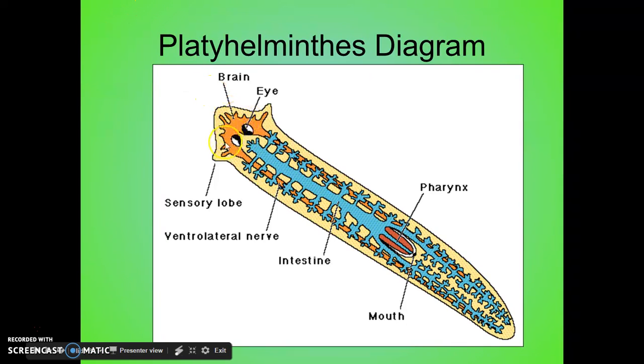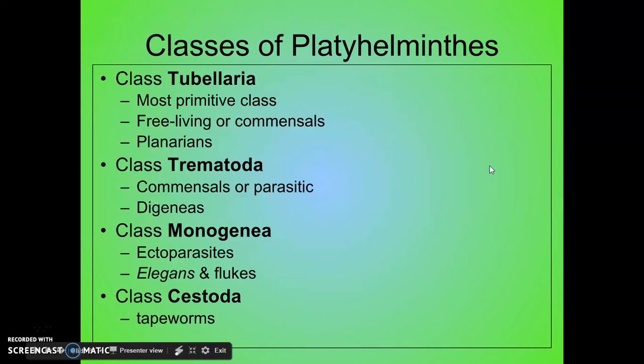And this right here would be the eye spot to detect shadows and light. You notice the mouth is down here towards the bottom of the body. They have several different classes. I would highlight that class Cestoda is your tapeworms. And then Monogenea, these are ectoparasites, ecto meaning outside.